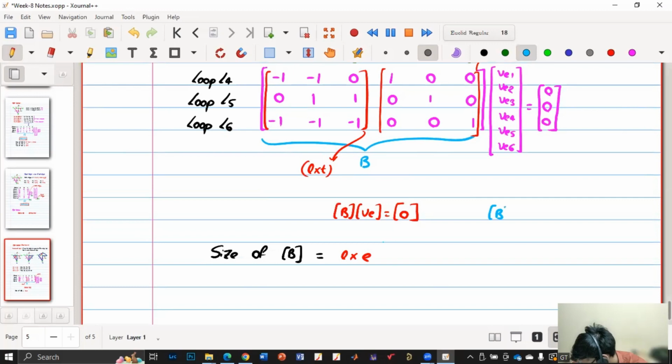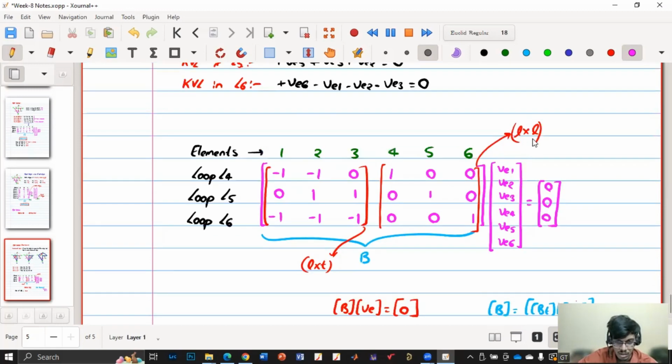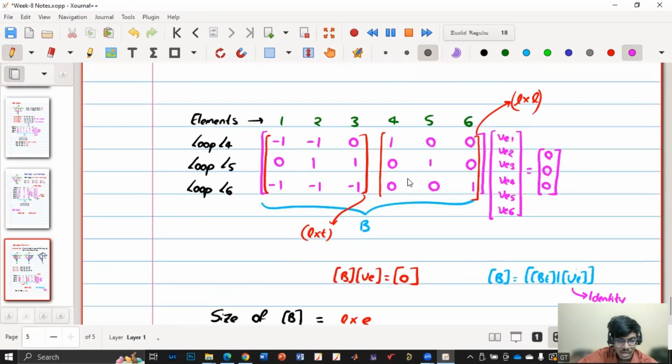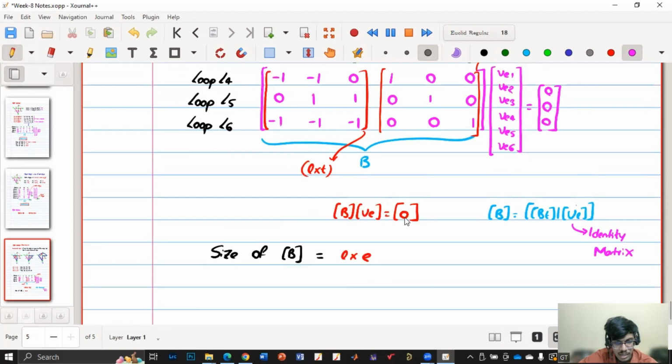So the B matrix can be written as B twigs, then U matrix of links. U is the identity matrix. So we have identified there is an identity matrix in B having L cross L size. So this is L cross L, this is L cross T. We are writing this as U because it is an identity matrix. So the size of B is L cross E and the size of V is E cross 1.